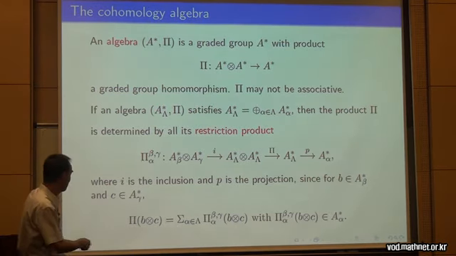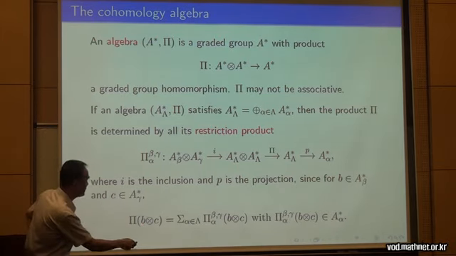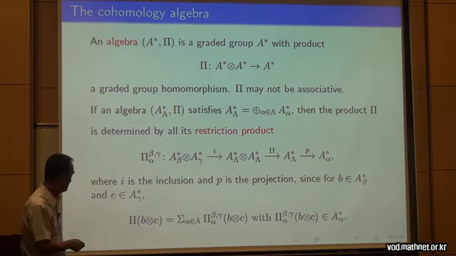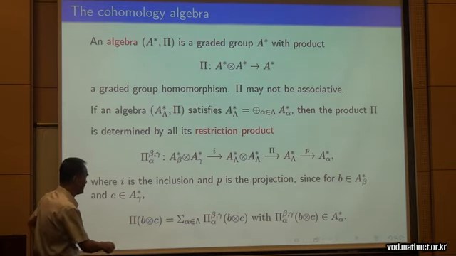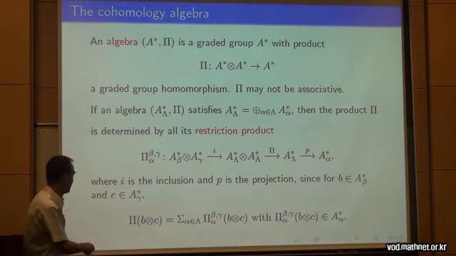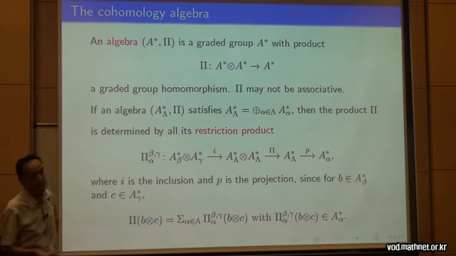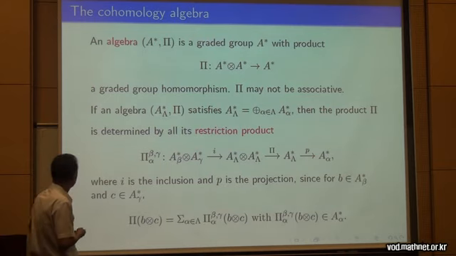In fact, from the point of view of product of elements, we see that if B is in this summand group and C is in this summand group, then their product is the sum of this direct restriction product with alpha taken over lambda. It's very natural. This idea is very natural.